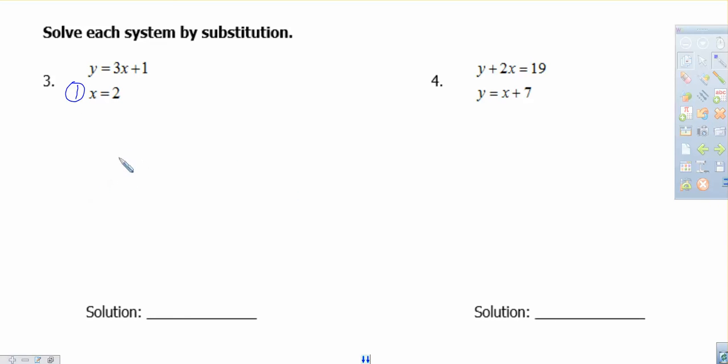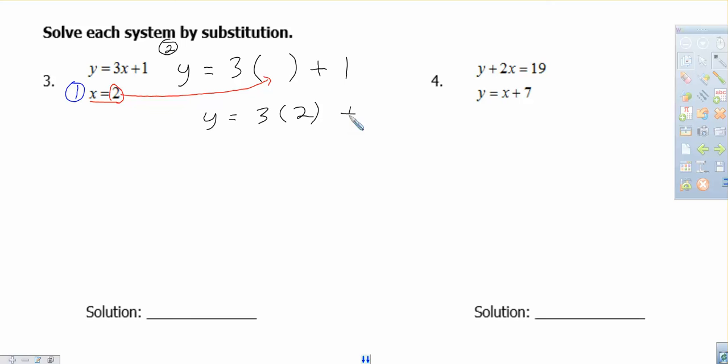Now the reason that I want to do that is what we're going to do is take the other equation, and instead of an x, we are going to replace, we're going to substitute. And this is step 2, y equals 3x plus 1. So we are going to put in 2 where the x was. So x is 2, so we're going to replace it right there. And that will give us y equals 3 times 2 plus 1, which means y equals 7.